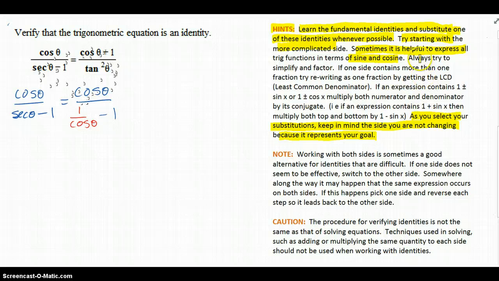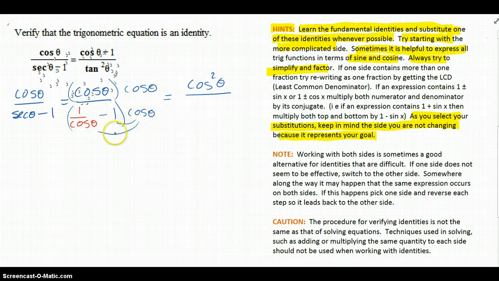Now, my next hint: always try to simplify and factor. So if you can simplify, you should do it. And in this case, to simplify, I don't like this double fraction. So I'm going to do the same trick as I did above and multiply top and bottom by cosine of theta since it's in the denominator. And that will give me cosine squared in the numerator. In the denominator, when I use the distributive property, the cosines cancel when I multiply the first together and give me 1 minus cosine of theta.